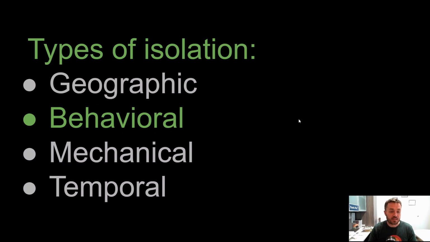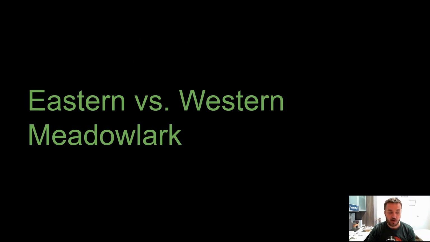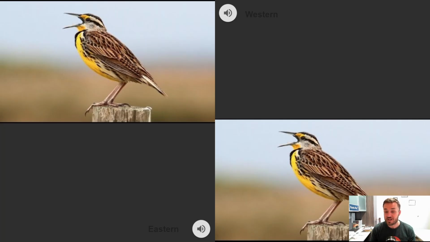So next type, and I'm trying to go through this really quickly so as not to waste any of your time. Another type of isolation is known as behavioral isolation. This would be a little bit like two people who think the other person is so weird, they don't want to go anywhere near them because their behavior is not attractive. This is a similar way we can think of for behavioral isolation. We see this with the eastern and the western meadowlark. When you look at the eastern and western meadowlark, they actually look exactly the same, but they act in such a way that they don't attract each other, so they don't have any babies, so they are reproductively isolated.